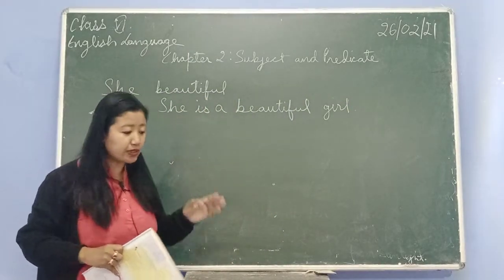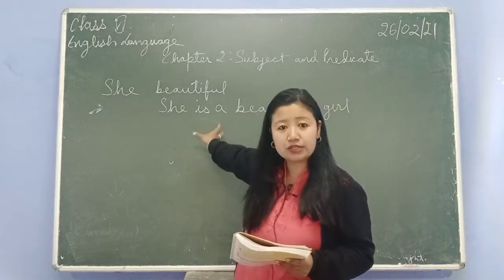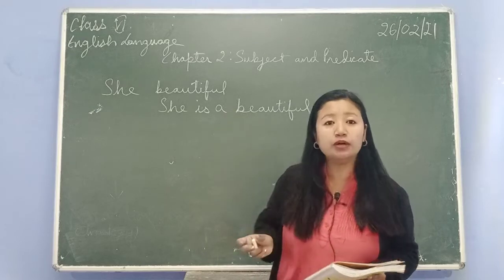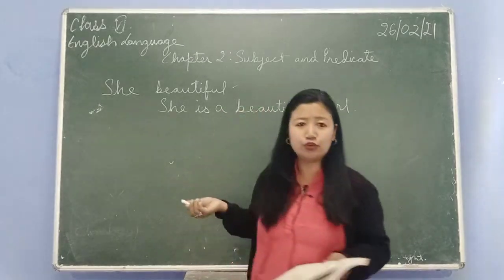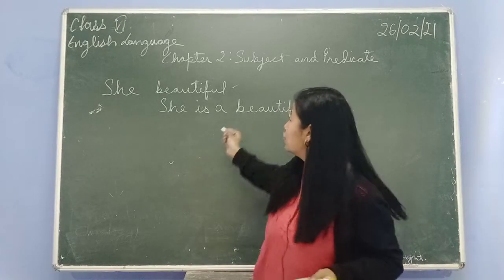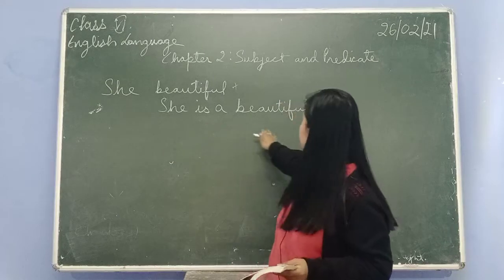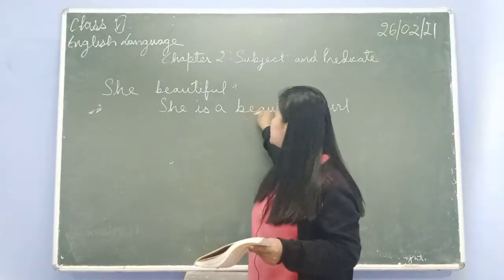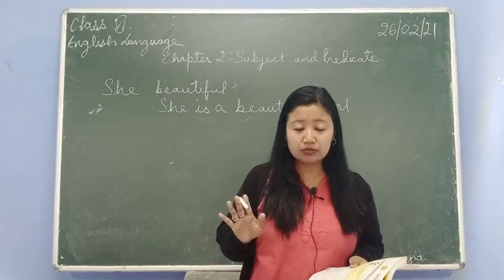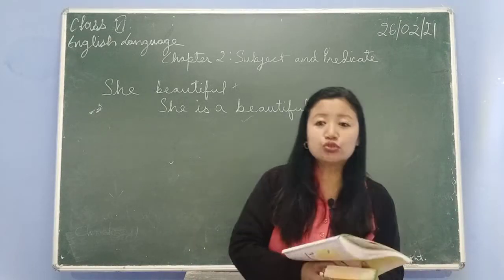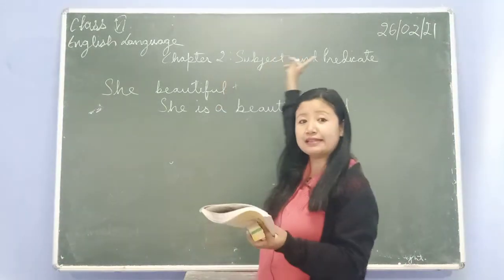Last week I gave you the definition of a sentence: a group of words formed together to form a meaning, or which will make sense. So if I just write "she beautiful," you cannot understand, so this is not a sentence. But if I write "she is a beautiful girl," this is a proper sentence. I hope you've understood sentences now. So today we will study subject and predicate.